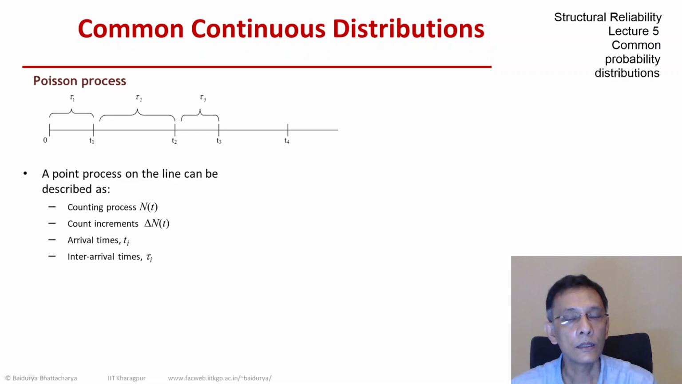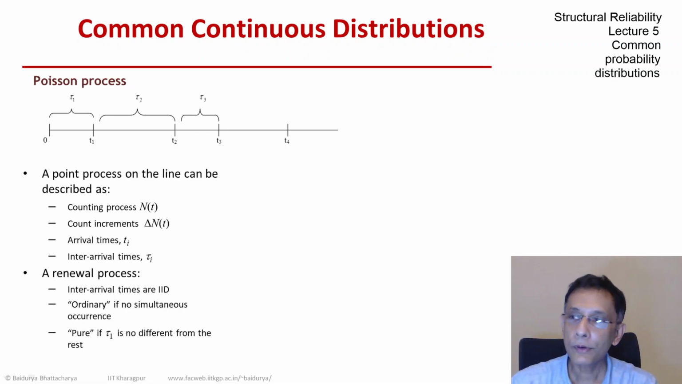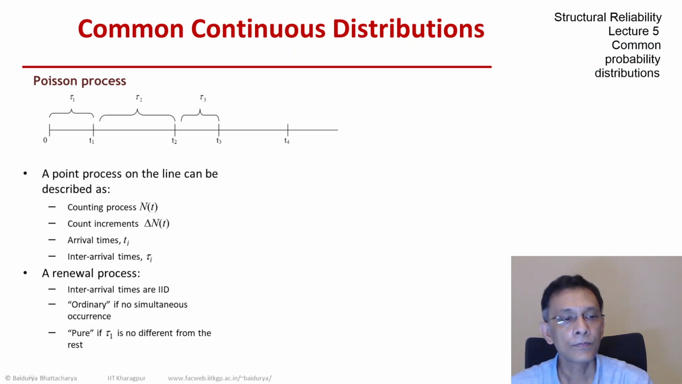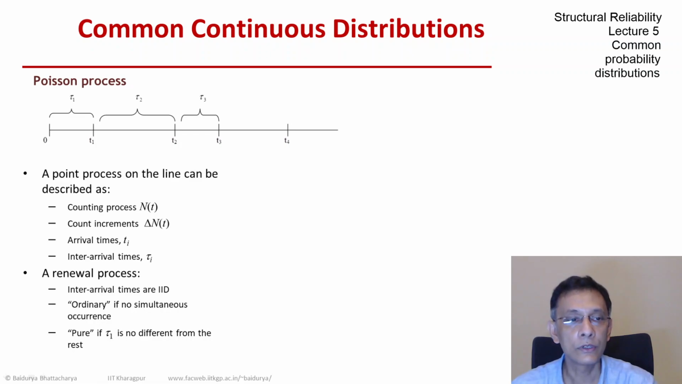So those are the taus. The arrival times are the t's, and the inter-arrival times are the taus. Now, a point process is a renewal process if the taus are IID random variables. Further, it's ordinary if there is no clustering of points, and it's pure if the first occurrence time or the first inter-arrival time is no different than the others.